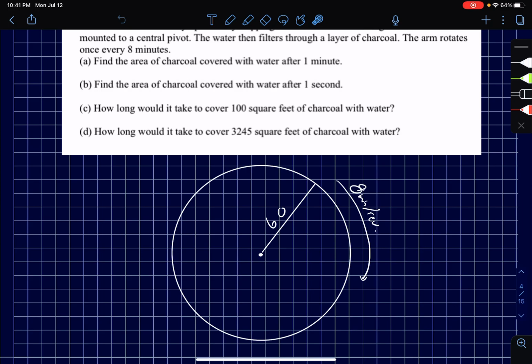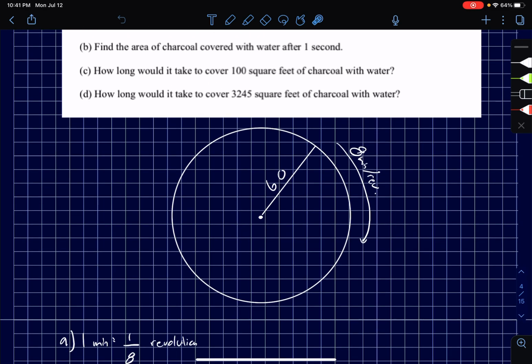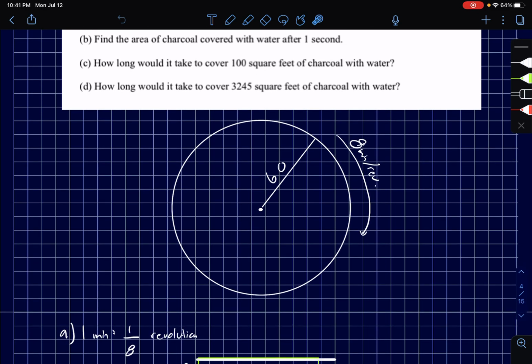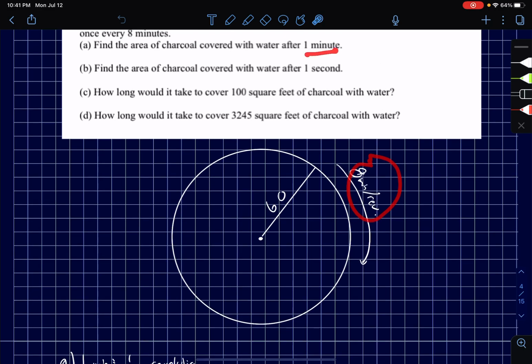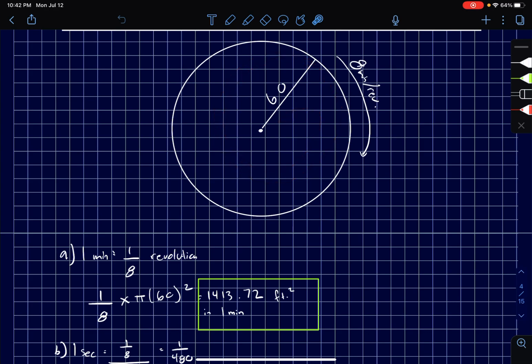Part A asks us to find the area of the charcoal covered with water after 1 minute. There are some complicated ways you can go about doing this, but I think the easiest way is understanding that if it's traveling at 8 minutes for every revolution, then in 1 minute it's traveling 1/8 of a revolution. So we can find the area of the circle and then divide that by 8, and what we'll get is how much area it's covering in 1 minute. So you just do 1/8 times pi r squared, r being 60, and you get 1,413.72 feet squared in 1 minute.